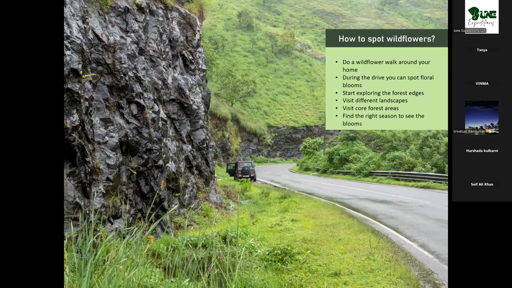So once you know that habitat, you will start seeing it automatically, and there will be some patch of flowers. Immediately, stop the vehicle and click the photographs of those plants and everything. So that is one way to do initially when you go to some places where you can't do the walking.